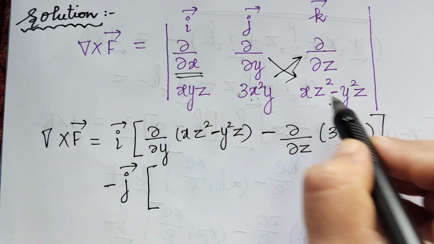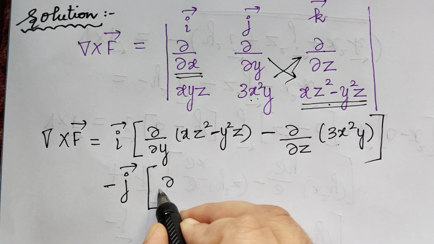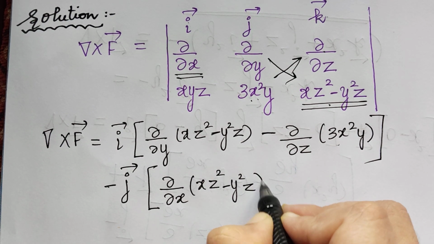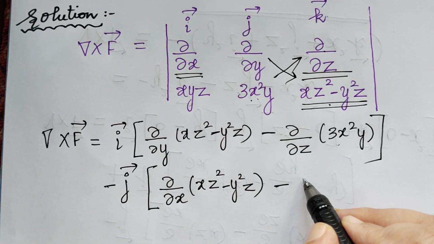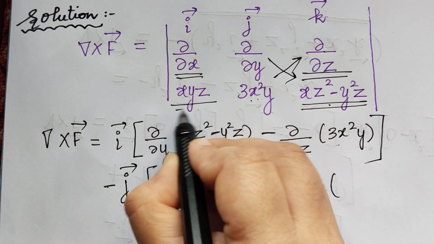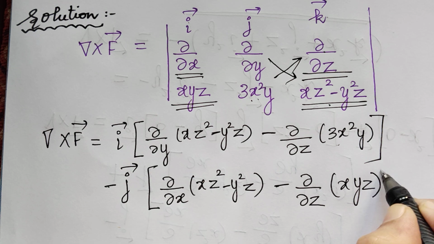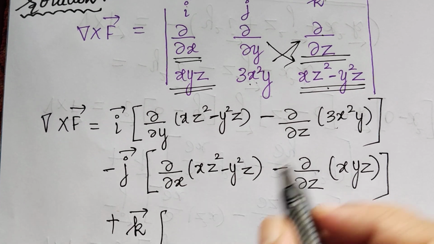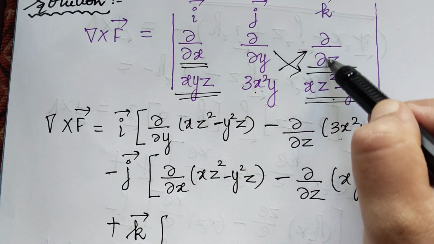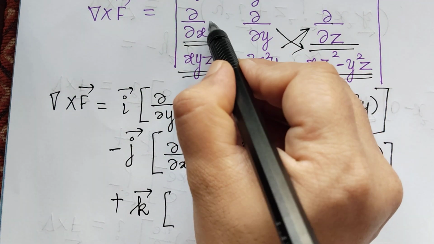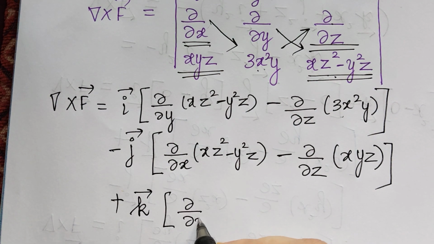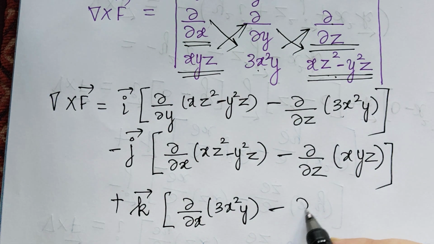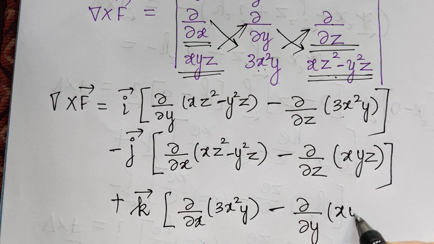So it will be dou by dou x of v3. So dou by dou x of xz square minus y square z minus dou by dou z of this v1, so xyz, and then plus k vector. So where is k vector? Here. So we have to block this row and this column. So we will be having dou by dou x of 3x square y minus this dou by dou y of xyz.